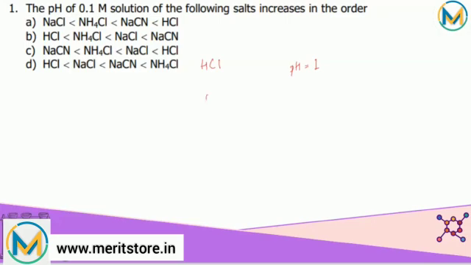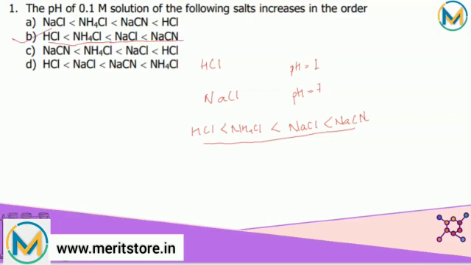Next, NaCl, which is not hydrolyzed in aqueous solution and its pH is equal to 7. And last, NaCN undergoes hydrolysis in solution to give alkaline solution. So pH increases in the order: HCl, then NH4Cl, then NaCl, and then NaCN. So the correct answer among the given options is option B, that is HCl, NH4Cl, NaCl and NaCN.